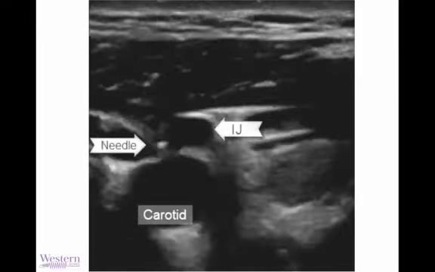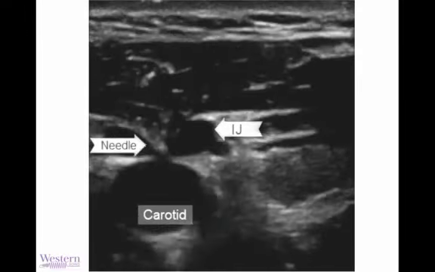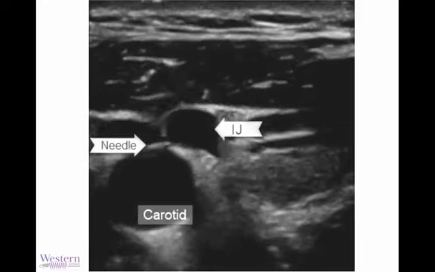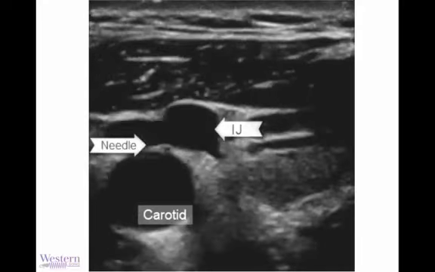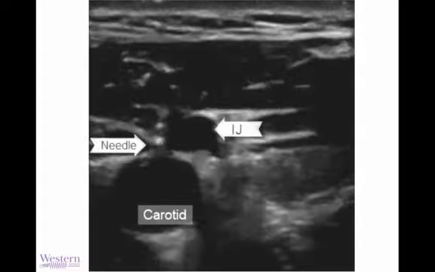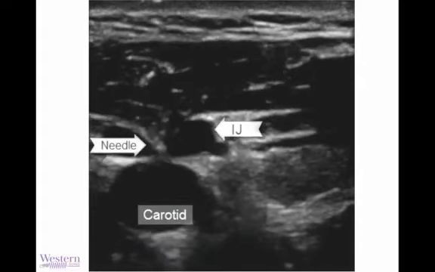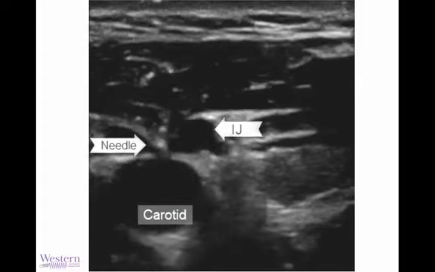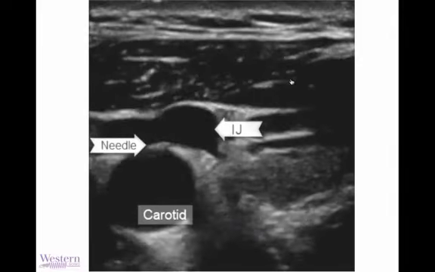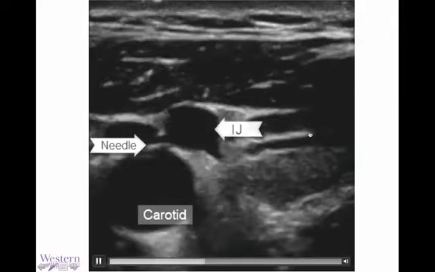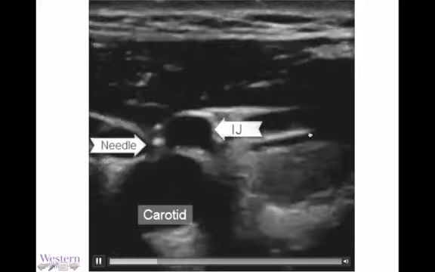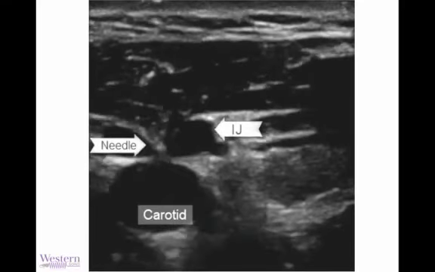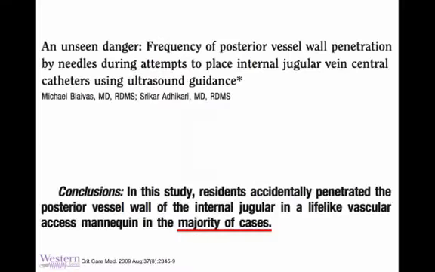And this is further echoed here, as you can see the operator in this case is desperately trying, it seems, to go through the back wall of the IJ into the carotid. And for all we know, this part that we're seeing here with the needle, we don't know which part of the needle that is. For all we know, the carotid could already be perforated in this exact situation.